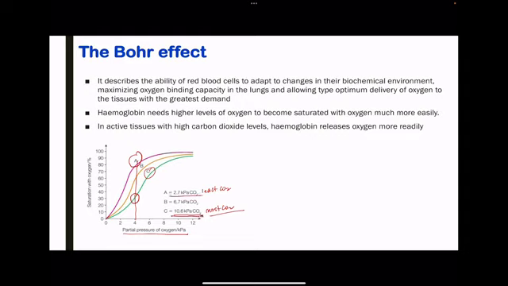So this graph is showing you those shifts depending on the biochemical environment, how much oxygen is going to associate with hemoglobin or how much oxygen is going to be released by hemoglobin depending on the biochemical environment around the specific hemoglobin molecules.